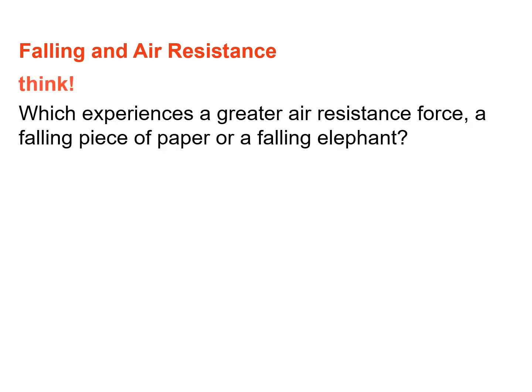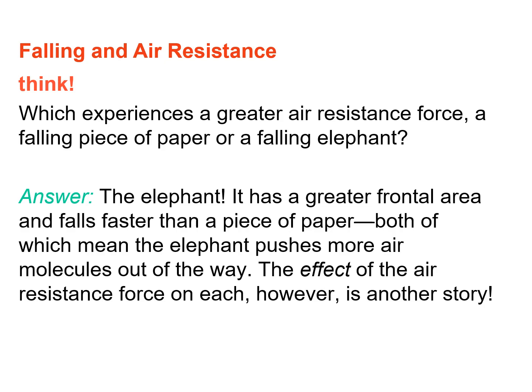So here's a question for you to think about. Which do you think would experience a greater air resistance force? A falling piece of paper or a falling elephant? You might have been fooled by the question. It's not which one is affected by air resistance the most. It's which one would you have to draw a bigger vector arrow for. The elephant has a larger frontal area, and so it would encounter more air and therefore would have a greater air resistance force acting on it.